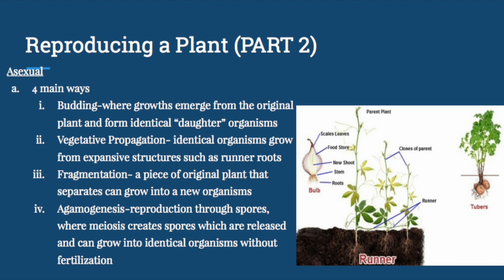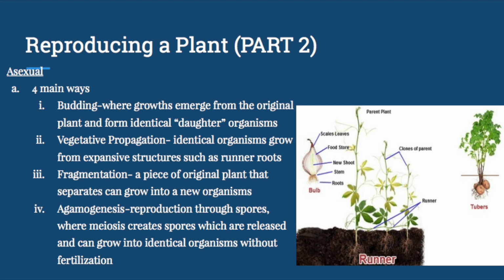Budding, vegetative propagation, fragmentation, and agamogenesis. For budding, it's basically where growths emerge from the original plant and form identical daughter organisms. For vegetative propagation, it's identical organisms that grow from expansive structures such as runner roots, similar to onions.